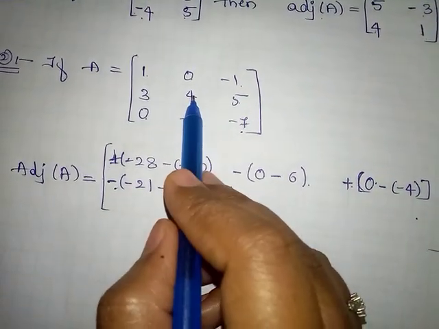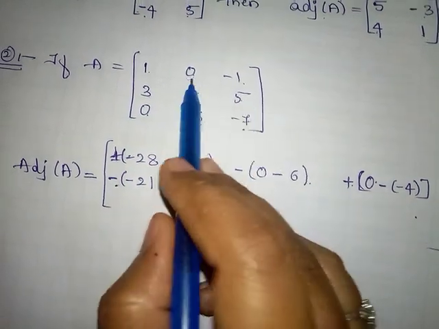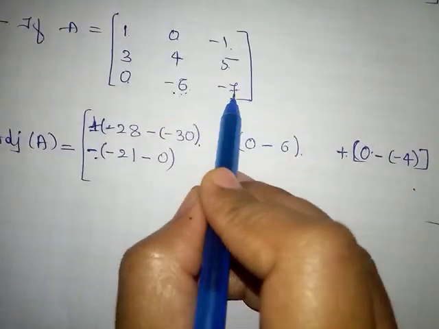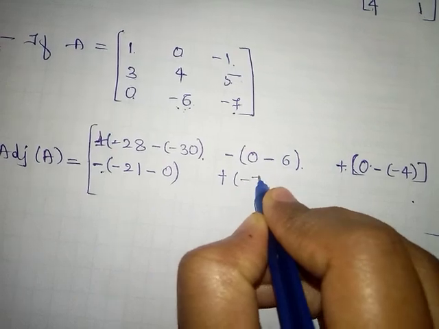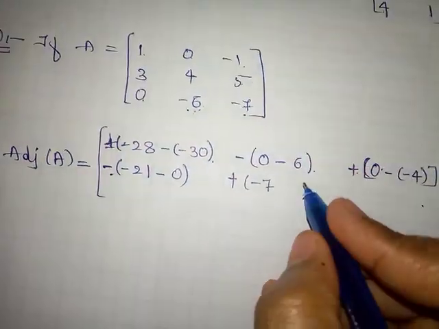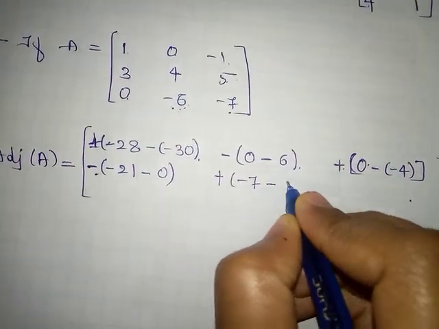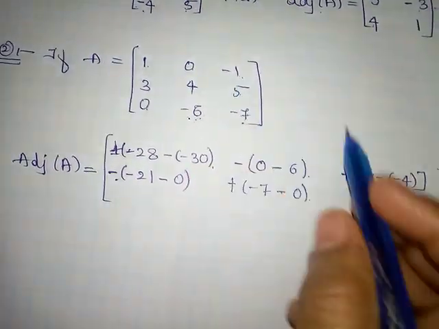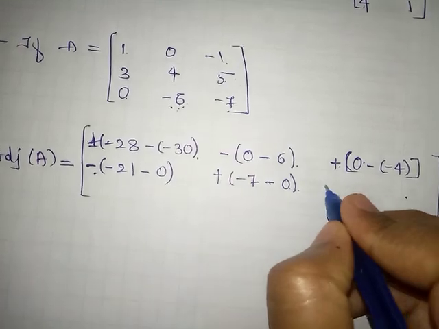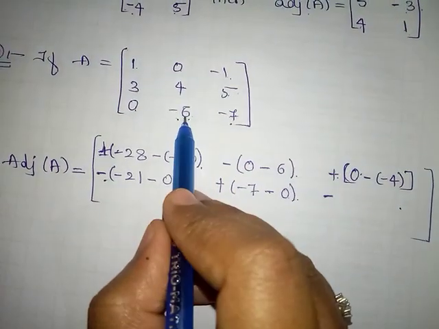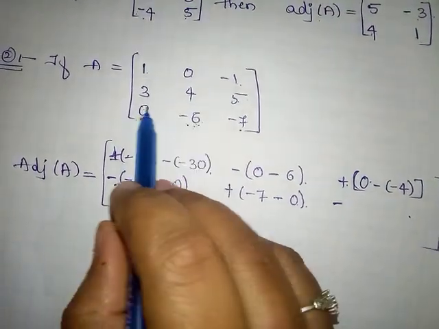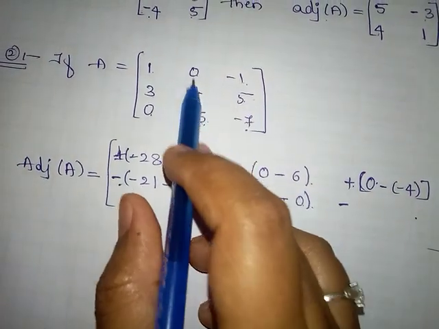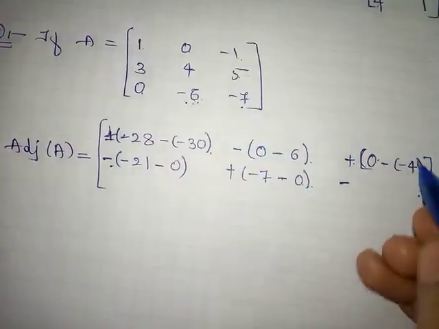Next, for this element we have to avoid this row and this column. 1 into minus 7 it is minus 7, and 0 into minus 1 it is 0. Here we have to take negative. 0 into minus 1 it is 0. Next here it is negative. Next, for this element we have to avoid this row and this column. 1 into 5 is 5.